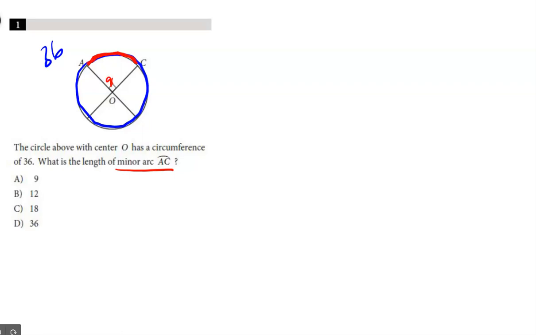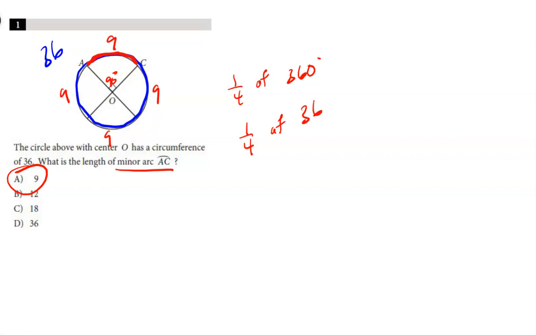Because this is a 90-degree angle, and that's 1/4 of the full 360, the arc length is going to be 1/4 of 36. So it's going to be 9. Every single one of these would be 9. So the correct answer is A.